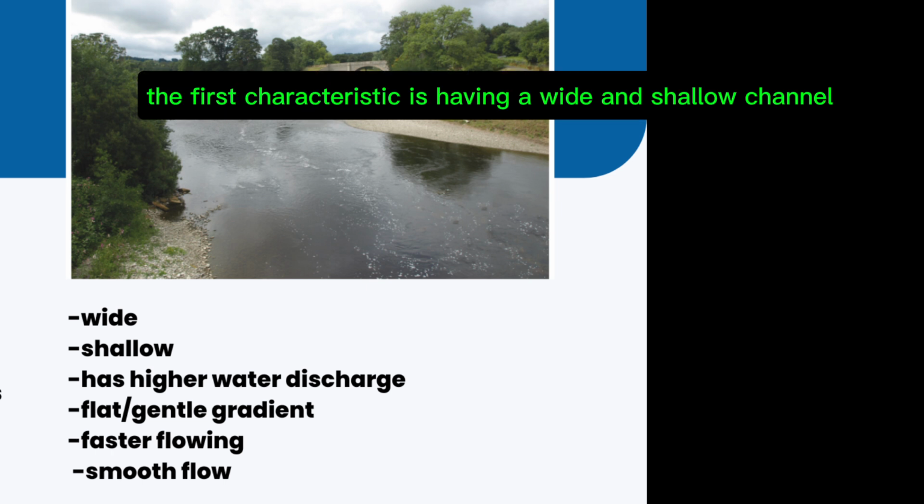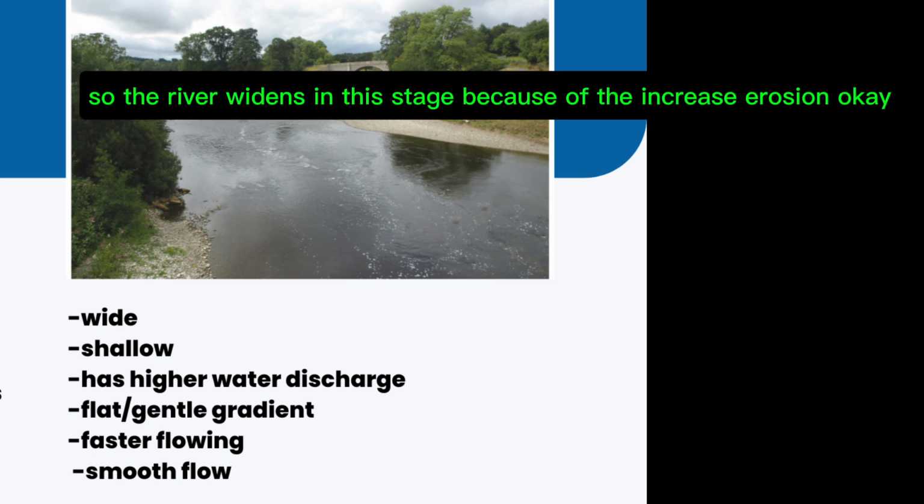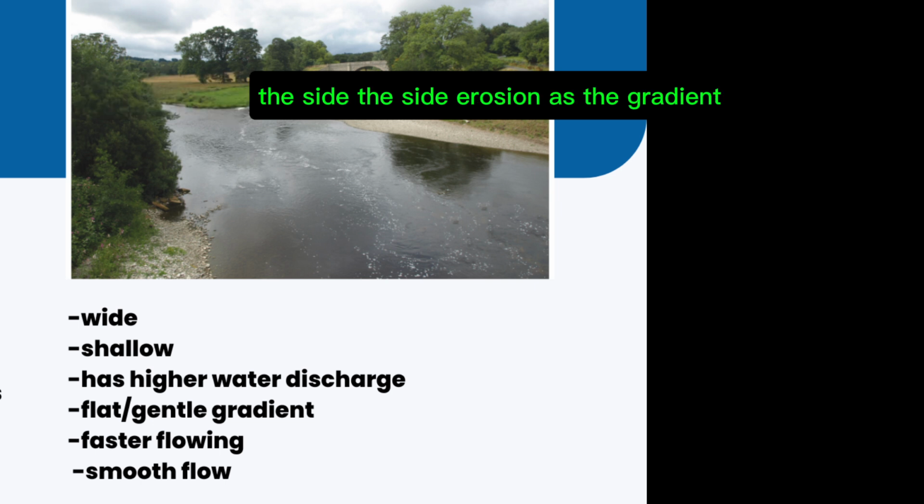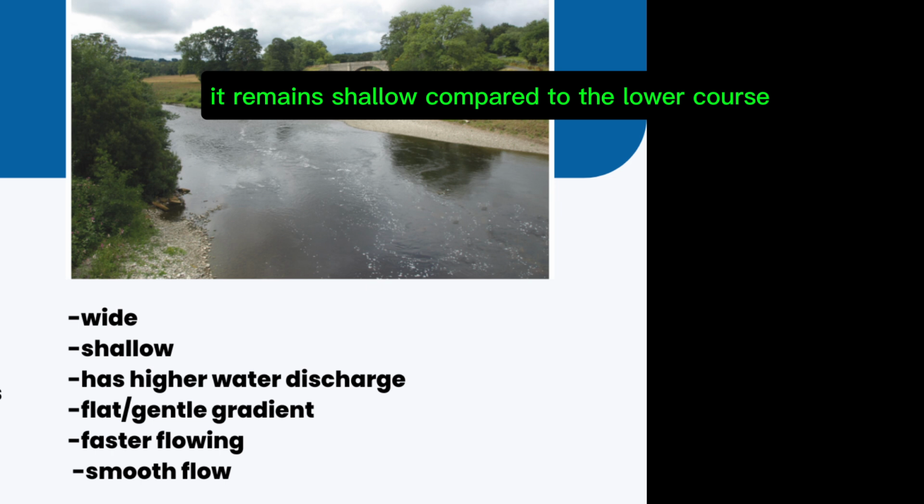The first characteristic is having a wide and shallow channel. So the river widens in this stage because of the increased erosion. Okay, the side to side erosion as the gradient becomes less steep. So it's not anymore in the mountainside. And while the channel is really wide, it remains shallow compared to the lower course.